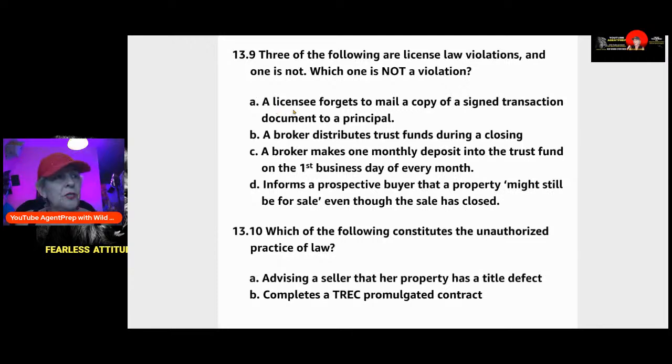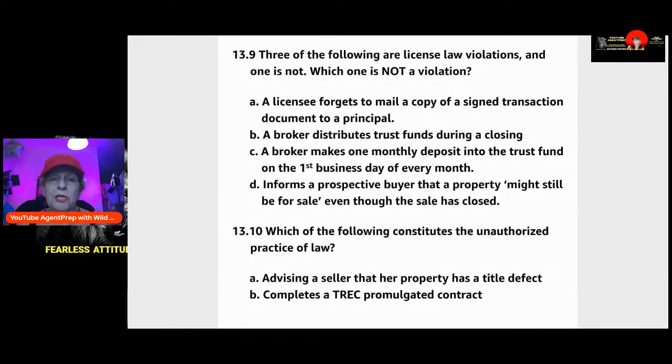Okay, so the first one said a licensee forgets to mail a copy of the signed transaction. What are we required to do when we have a contract? A broker distributes trust funds during closing day. Is that when trust funds are distributed? C, a broker makes one monthly deposit on the first business day. When are we supposed to deposit money that we receive from clients? Should we have our own trust account? D, informs a prospective buyer that our property might still be for sale even though it already closed. Get real. Yes, the answer is B.